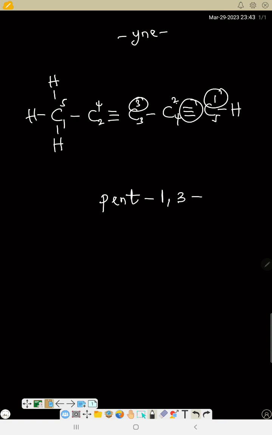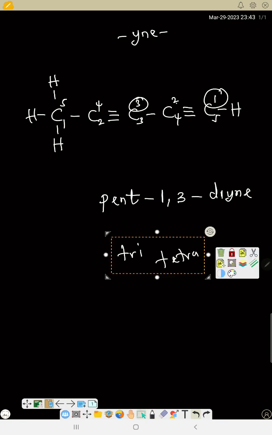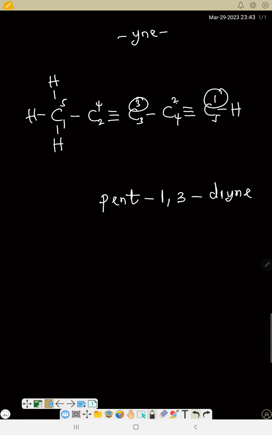So how many of this yne now? I have 2. That is diyne. Remember, 2 is di, 3 is tri, 4 is tetra, like that. So that's how we go. So now the name of this compound is pent-1,3-diyne.